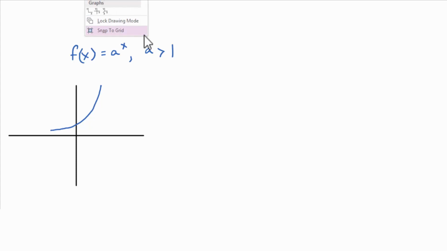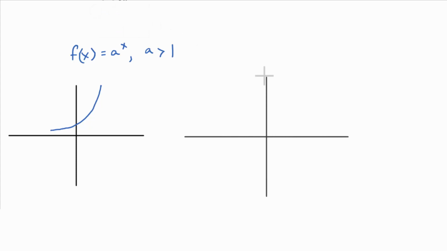But there's another picture. If a is between 0 and 1, that's the other possibility, then it actually goes downhill from left to right. It'll look like this. Both graphs will go through (0, 1), by the way, because when you plug 0 into the exponent, you still get 1 as an output. So this would be the graph of f of x equals a to the x if a is between 0 and 1. Remember, we don't let it go negative. So those are the two possibilities.